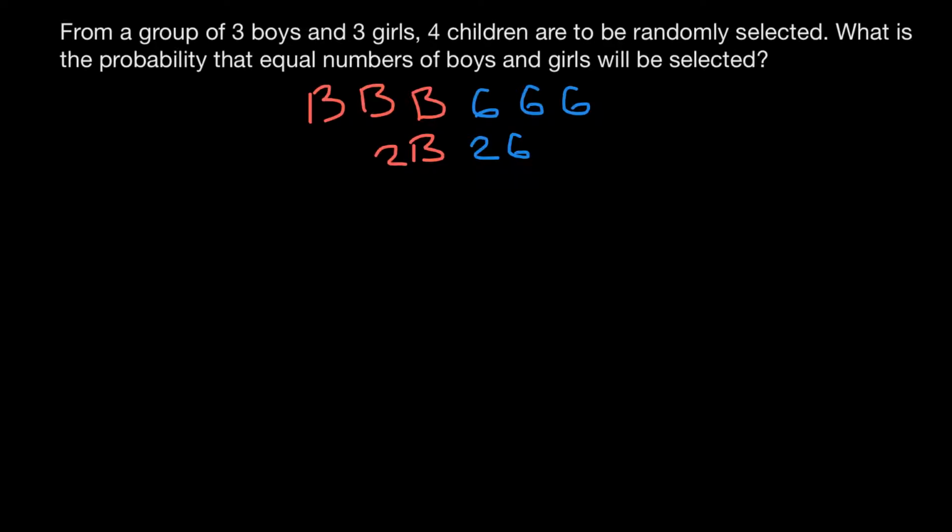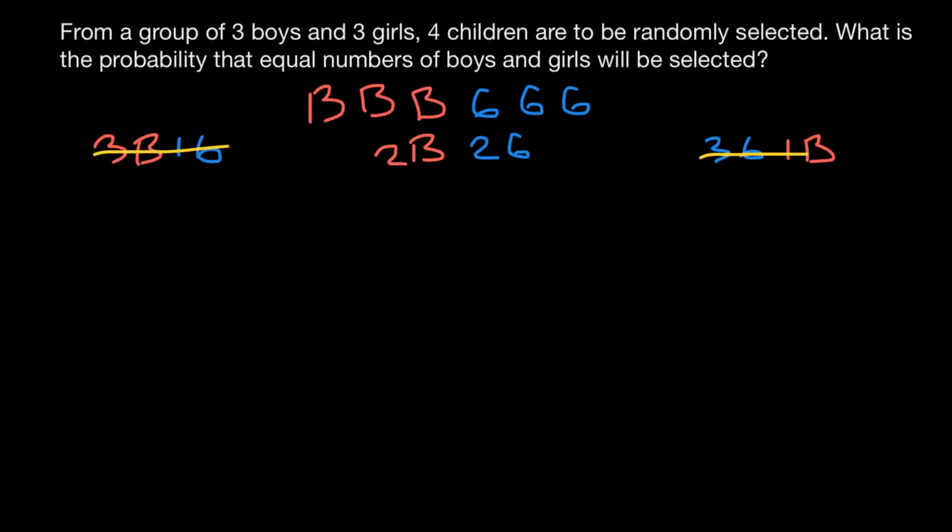Of course, we can choose 4 children, and 3 of them can be boys and 1 can be a girl. And also we can choose 3 girls and 1 boy in different combinations, but this variant doesn't meet the requirements of our problem, that we should get an equal number of boys and girls.